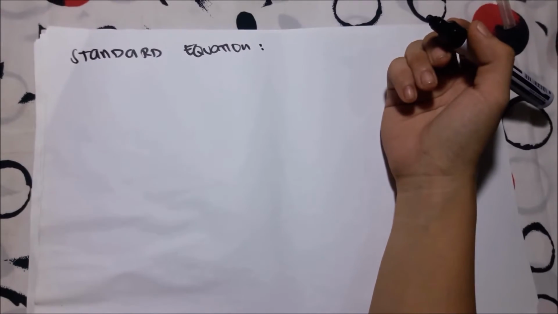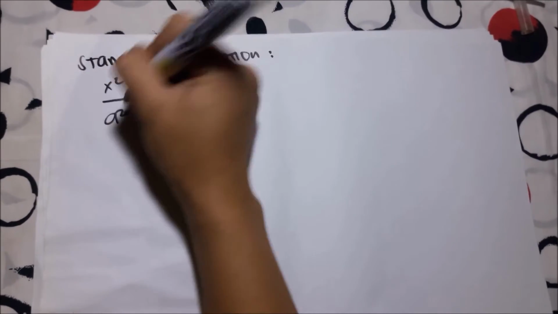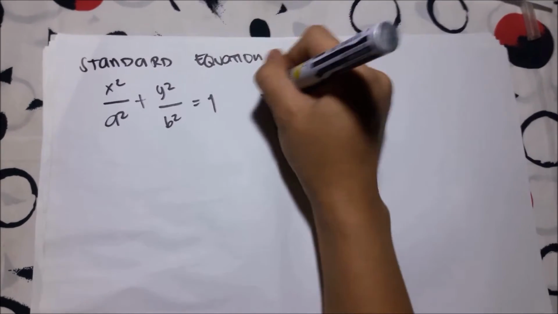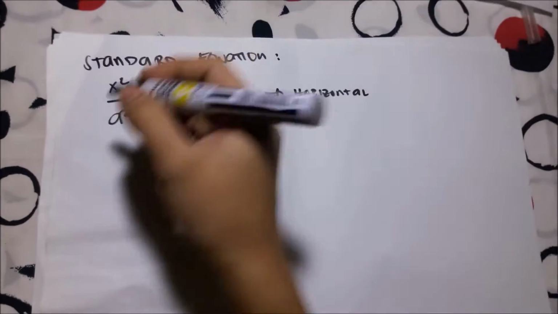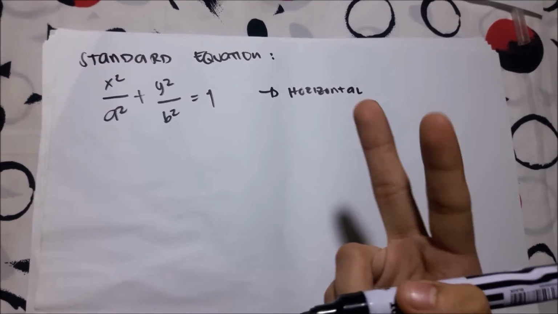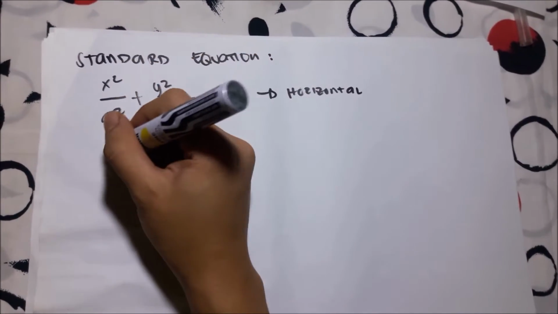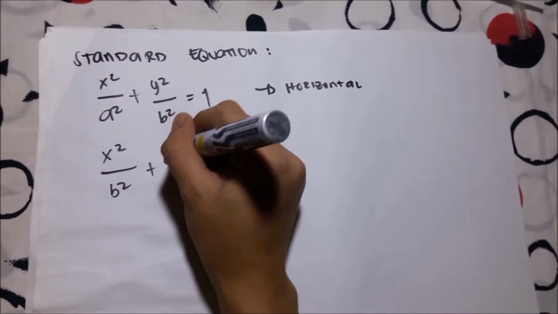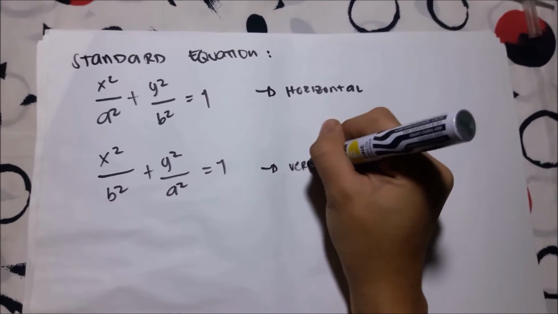So I always remember that ellipse is always equal to 1. So here it is. x squared over a squared plus y squared over b squared is equal to 1. So this one is horizontal. So we have two conditions in standard equation. It is either horizontal or vertical. In the vertical, here's the equation. So this one is vertical.